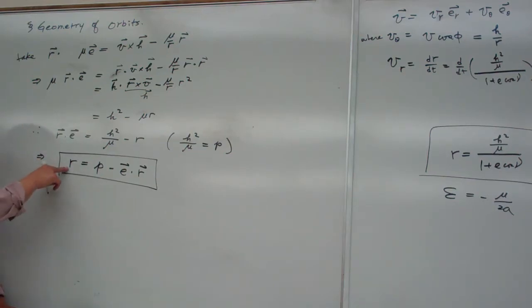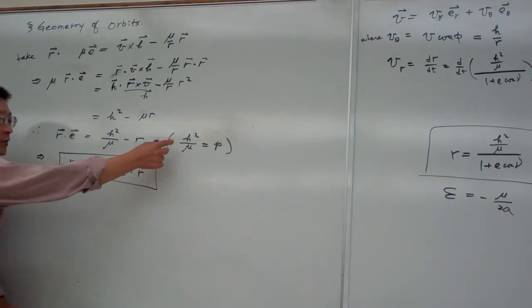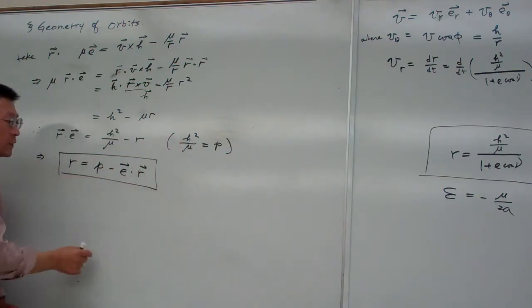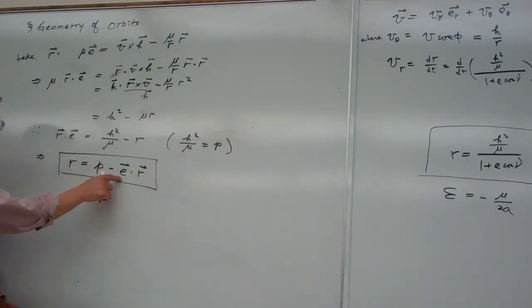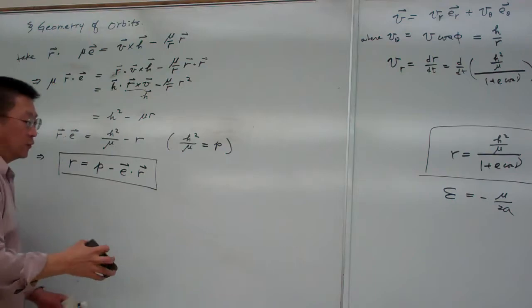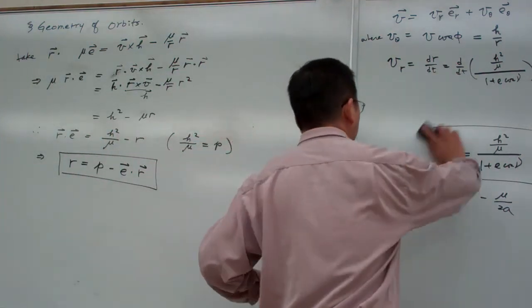R is the radial distance from the focus, the main focus, to the location of the celestial object. P is defined as the parameter, and p is related to the angular momentum. And e is the eccentricity vector. R is the radial displacement. So here, with those things, we can do something.